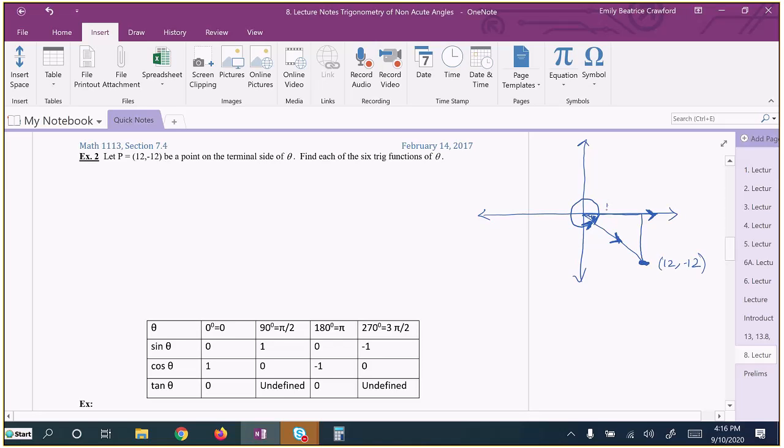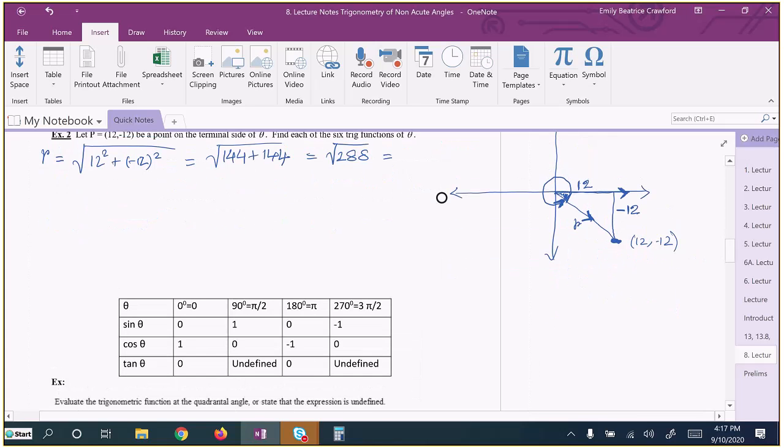So base is 12, height is negative 12, and you are interested in finding the hypotenuse. So the radius is going to be equal to square root of 12 squared plus negative 12 squared. And both of them are 144. So I get a total of 288. And then if you want, you can simplify this and write it as 12 square root of 2. That just looks better.